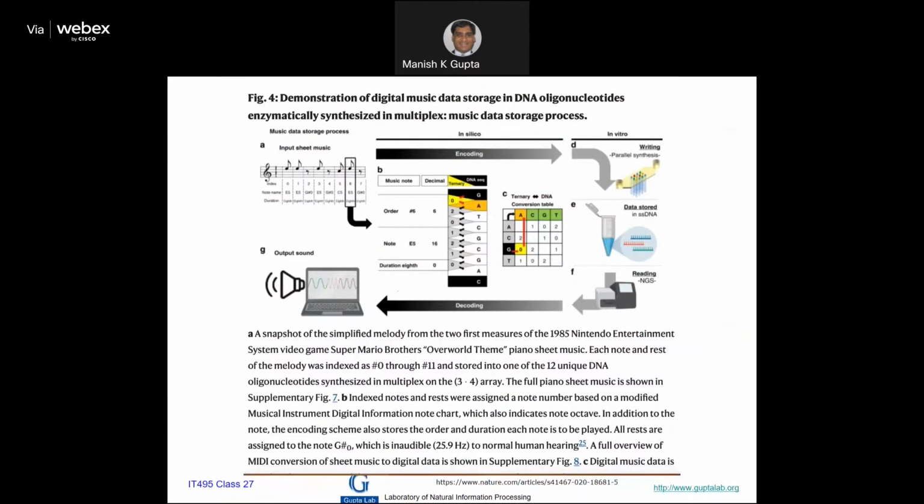Yeah, they have created a music storage demonstration. Demonstration of digital music data in DNA oligonucleotides, enzymatically synthesized in a multiplex music data storage process. So you can see the input music sheet, encoding, the same kind of encoding, right? Ternary to ACGT, okay? And that Goldman thing, rotating the map. In silico means you're doing it on computers, and in vitro means you are synthesizing in the lab. So parallel synthesis of DNA is done, then data is stored in single-stranded DNA. Reading is done through next generation sequencing, and then you decode and get the music file.